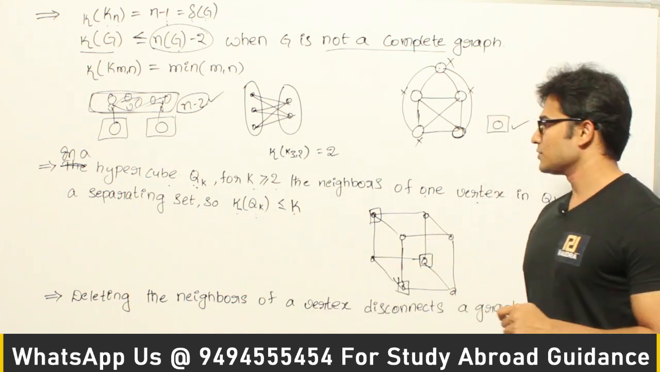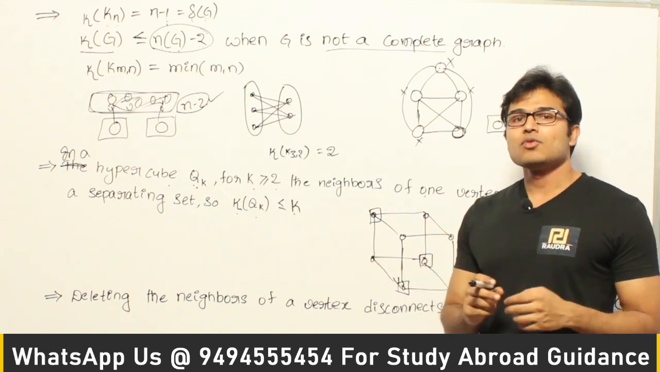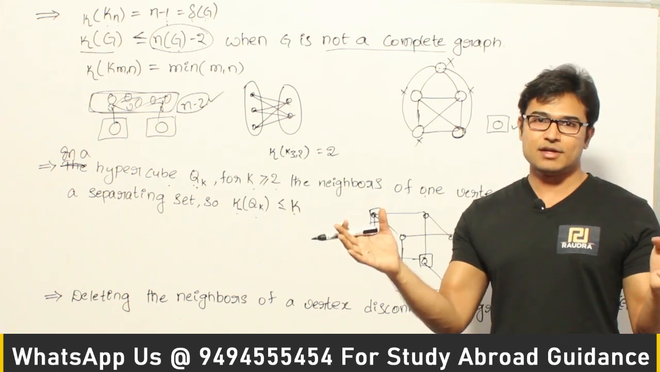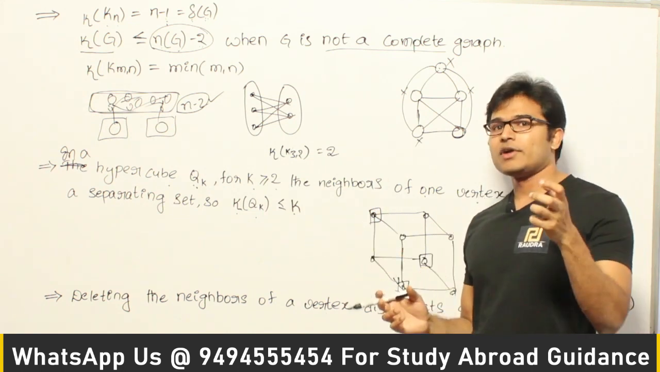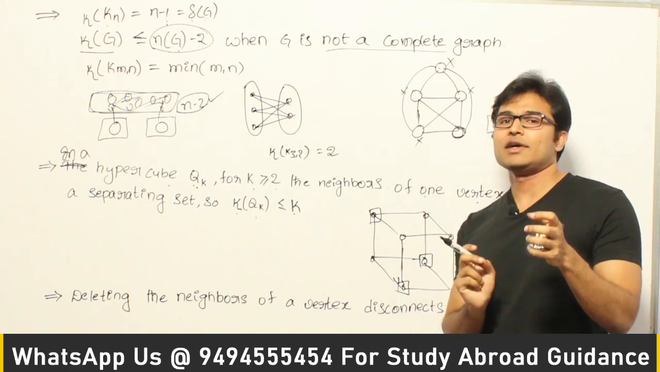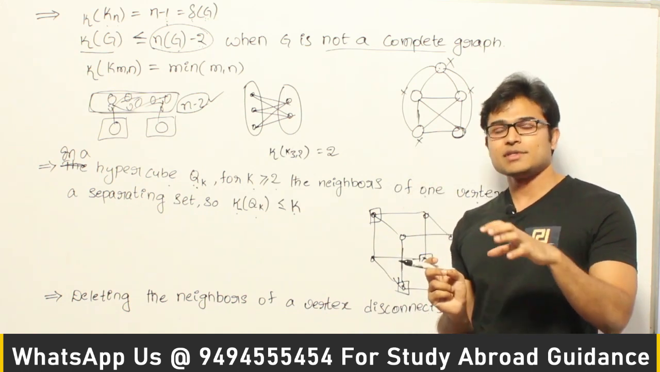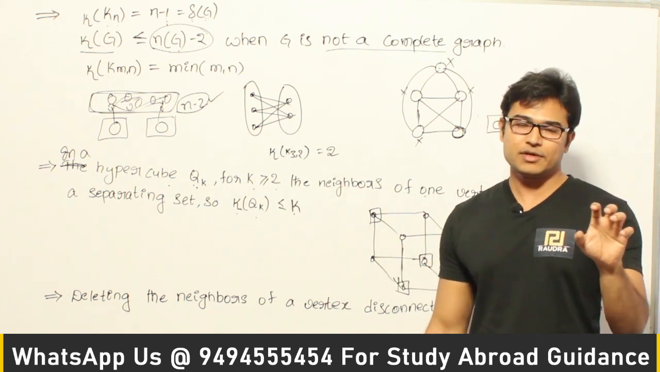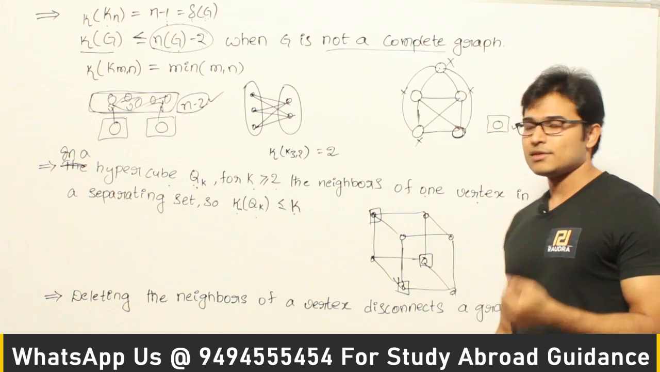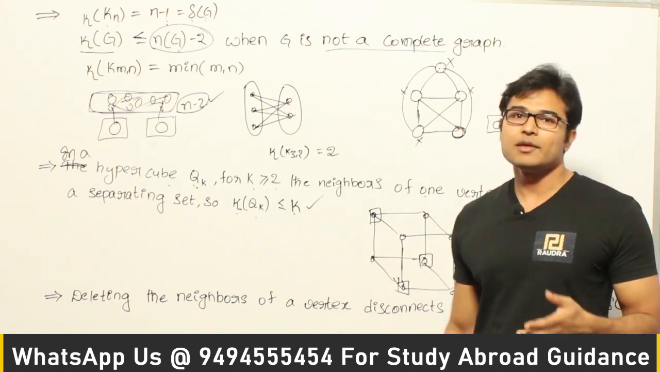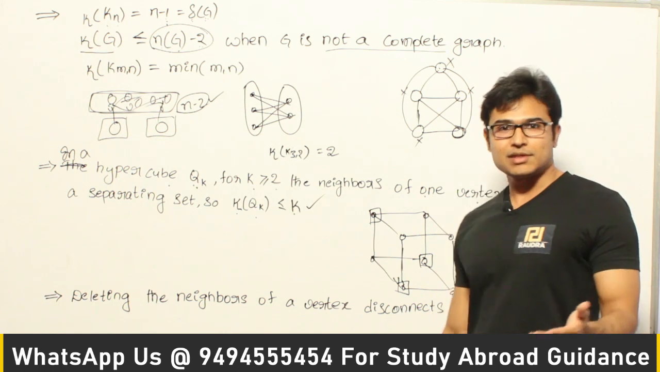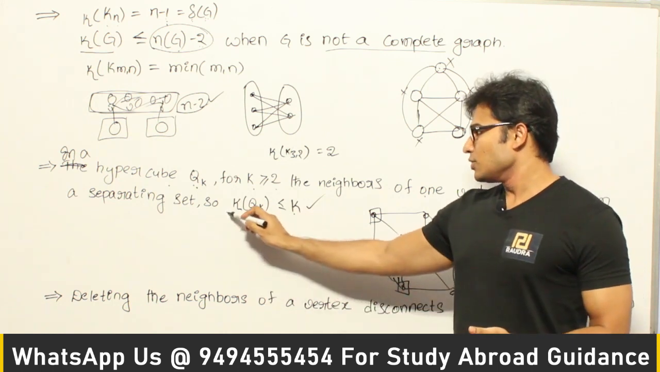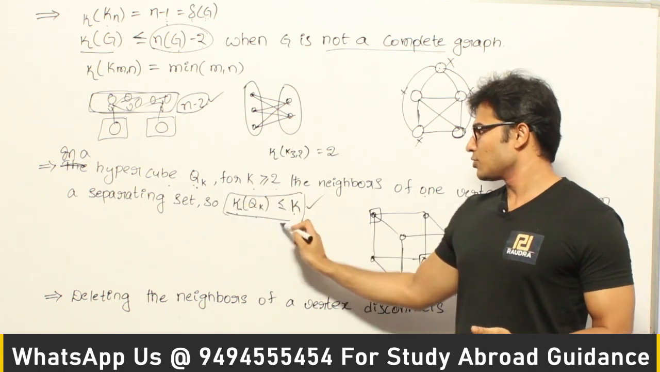What is the meaning of this? In the worst case, if you want to isolate one vertex from the remaining vertices, what you could do is take one vertex and remove all the vertices adjacent to it. Then that vertex will remain in one component and all the remaining vertices will remain in the other component. Therefore, in the worst case, you need not go beyond the number of neighbors that a vertex has. In the best case, you might be able to do better, but that is not what we are interested in. So you need not go beyond this. That is what we wanted to prove.